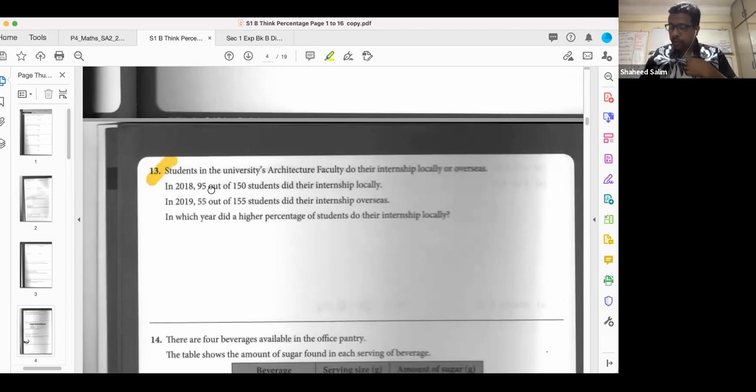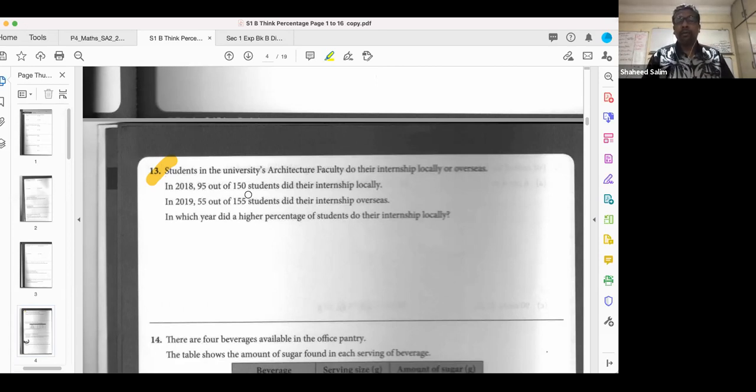Okay, for those of you who don't understand, I will explain them. Students in a university architecture faculty, the department in a university that studies how to design buildings, do their internship. Internship means before graduating, they need to work in a company that is dealing with architecture. They can do it locally in Singapore or in other countries. So again, students in the university are going to do their special program where they work in companies, either locally or overseas.